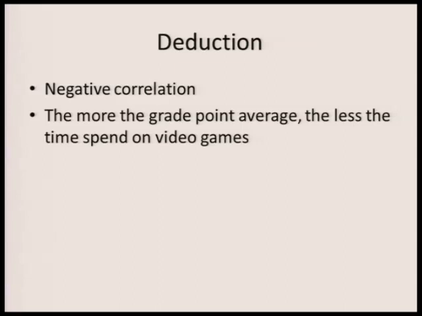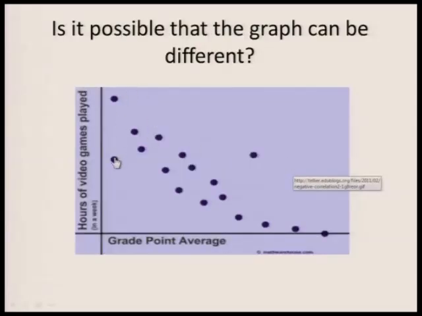The deduction that we can make in this case is that there is a negative correlation between the two variables, and the higher the grade point average that the specific learner obtained, the less time was spent on video games. Remember, the number of learners that we were looking at in this experiment, we can count them. There were 1, 2, 3, 4, and so on learners who participated in this experiment.